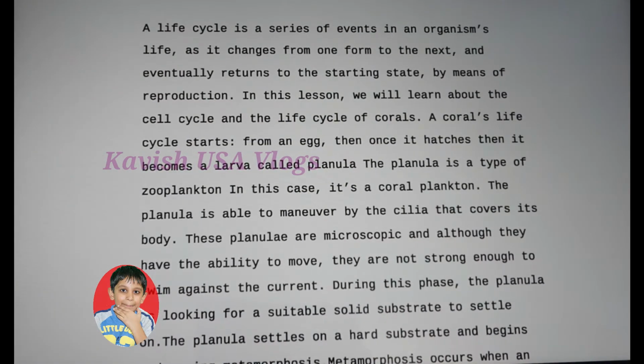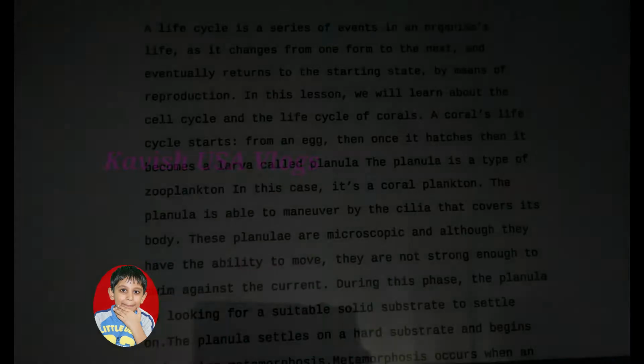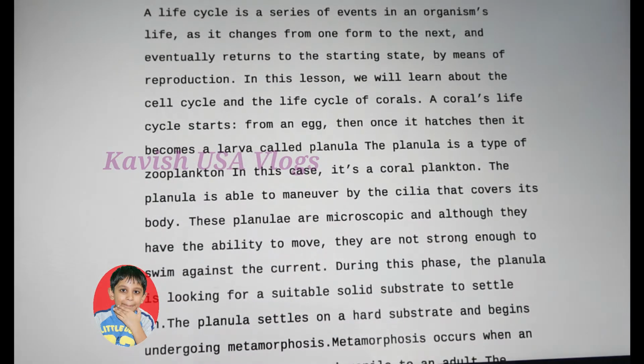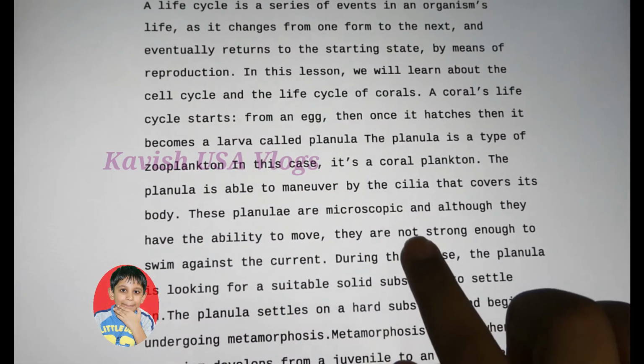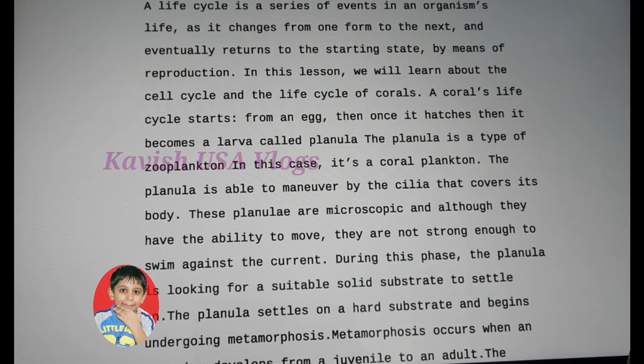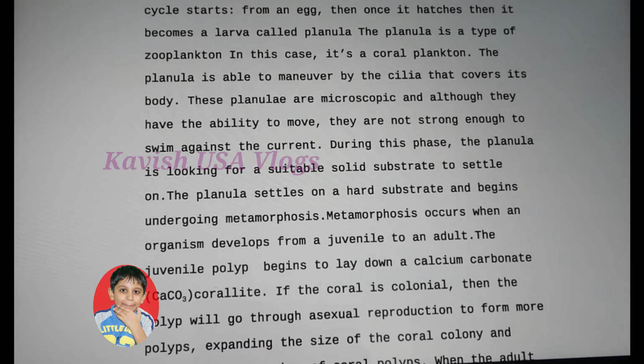A coral's life cycle starts from an egg. Then once it hatches, it becomes a larva called planula. The planula is a type of zooplankton. In this case, it's a coral plankton. The planula is able to maneuver by the cilia that covers its body. These planulae are microscopic, and although they have the ability to move, they are not strong enough to swim against the current. During this phase, the planula is looking for a suitable solid substrate to settle on.